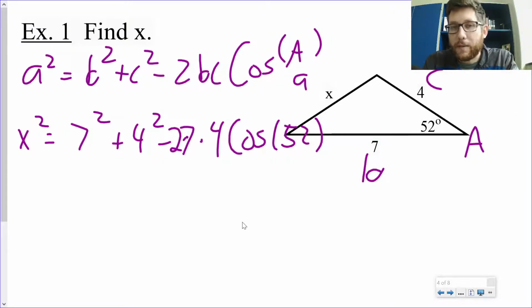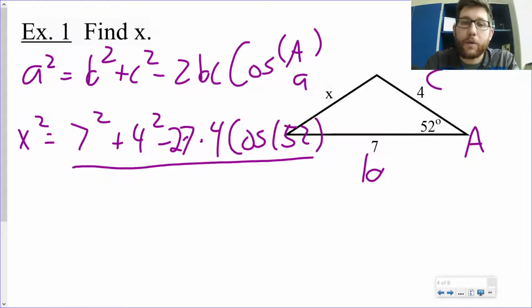Okay, here's what I would recommend. If we're plugging this into our calculator, I would just recommend plugging the whole thing in. This is where people go wrong. I'll show you where they go wrong, and then we'll talk about how to plug this in. This is what they do.